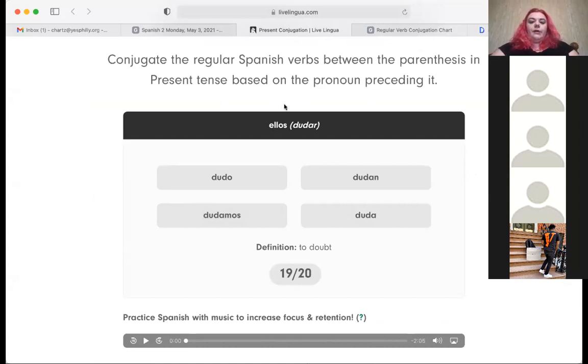So the next one is ellos, that's they, and the verb is dudar, which is to doubt, like they doubt. How are we going to say that? Is it going to be ellos dudo, ellos dudamos, ellos dudan, or ellos duda? So it's ellos, it's they. So which one are we going to pick for an AR verb? Is it going to have an O ending, an AMOS ending, an AN ending, or an A ending for they? Anybody want to try?